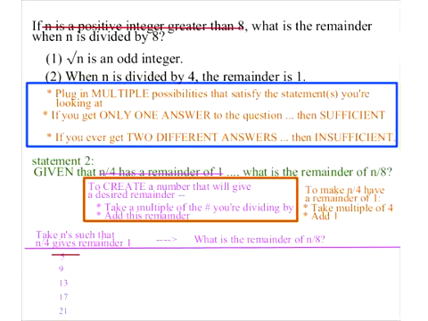So the remainder when you divide 9 by 8 is 1. But the remainder when you divide 13 by 8 is 5. What does that mean as soon as we get that 1 and that 5? It means we can stop. We're done. It's 2 different answers to the question. So that's stop, not sufficient. So first statement was sufficient, second statement's not sufficient, so overall answer to this thing is going to be A.